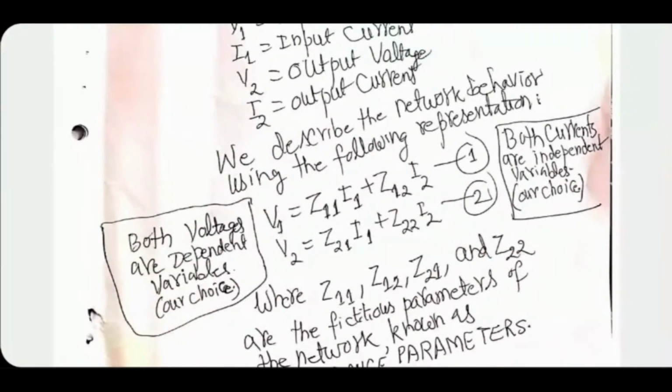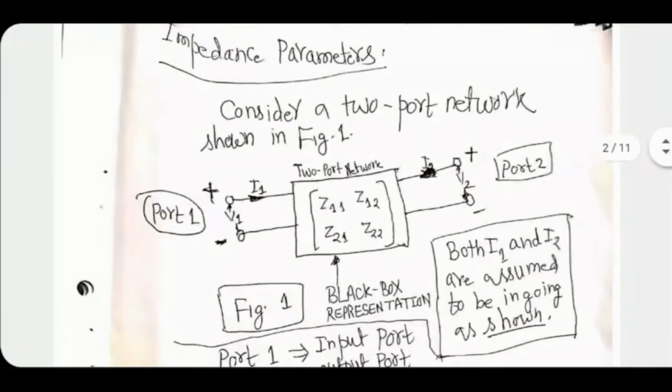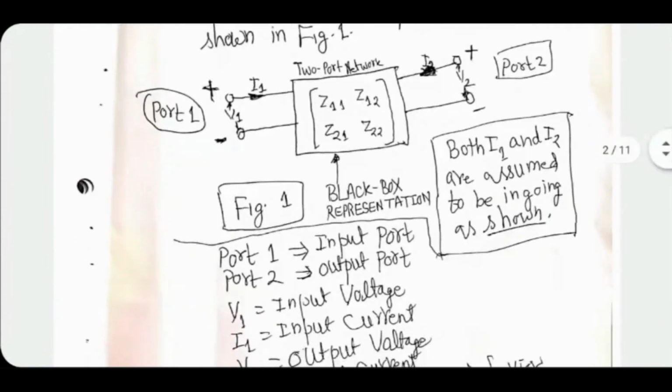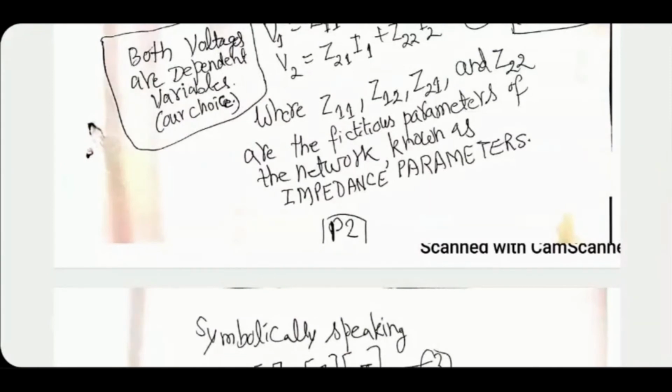Z22 also can be done in a similar manner, but now the role of ports is reversed. Z22 is V2 upon I2 when I1 is 0. That means I open circuit the input and apply some voltage V2 to the output and measure the current going in. The ratio of those two should give me Z22. By the way, in general, V1, V2, I1, I2, Z11, Z12, Z21, Z22 can all be complex numbers. In particular cases, they may be real numbers also. How about Z12?